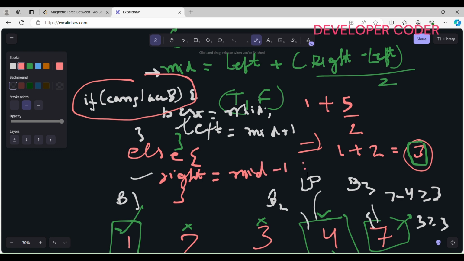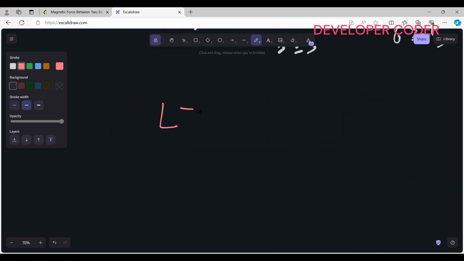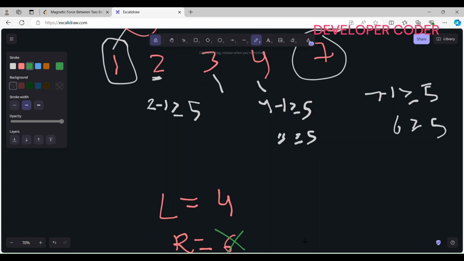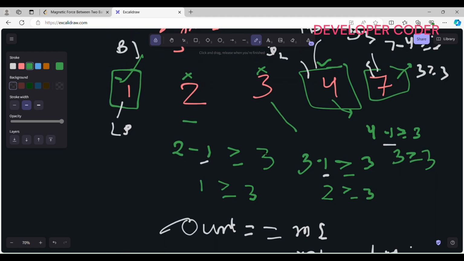Mid minus 1. Okay, so my left was 4. In the last case my left was 4 and my right was 6. Now right was 6 previously, now it is going to become mid minus 1. So what was my mid? Mid was 5, minus 1 is 4. Okay, right becomes 4. Right is mid minus 1.